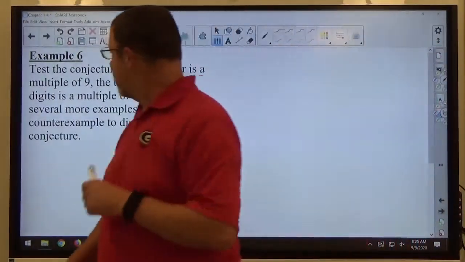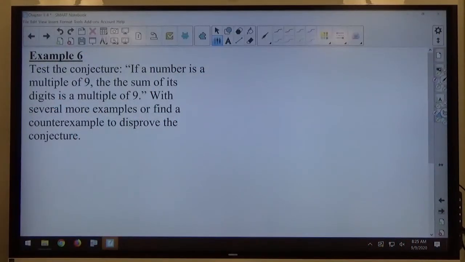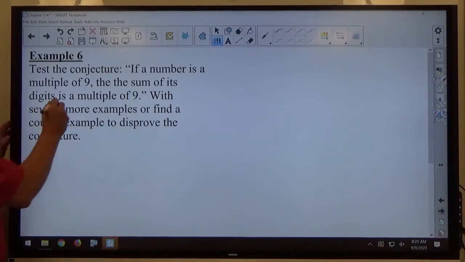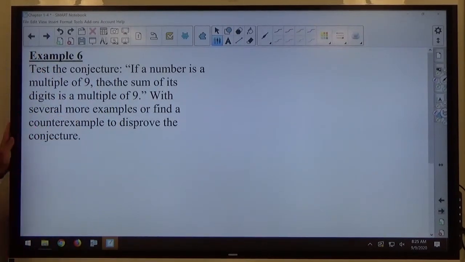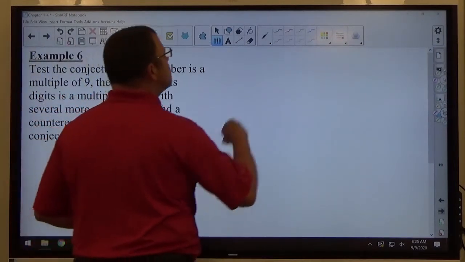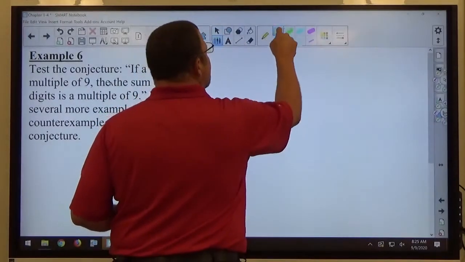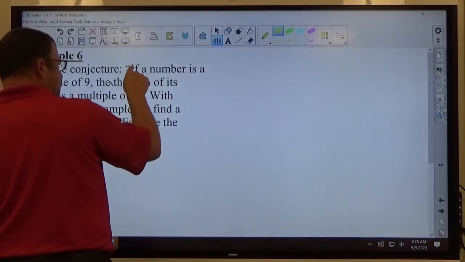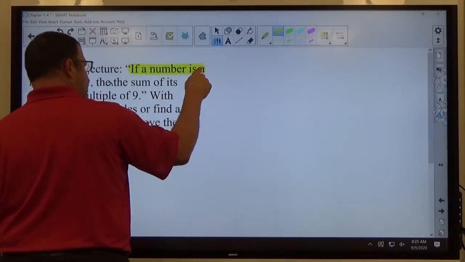Okay, example 6. The conjecture is if a number is a multiple of 9, then the sum of its digits is a multiple of 9. So, let's look through this. This one here is written as an if-then statement, which is a more common way to actually look at conjectures.